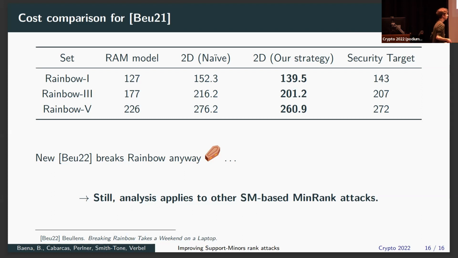I have one question I'm wondering about, which is that there are rumors that maybe plain UOV without the Rainbow structure will be submitted to the next NIST call. Does this analysis impact the parameter choices for that, or is it just not really applicable?